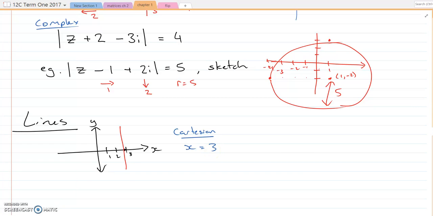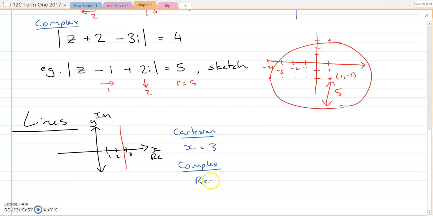In complex, x is the real, y is the imaginary, so it is just the real part of z equals 3. The real part equals 3. That's all. Very simple.